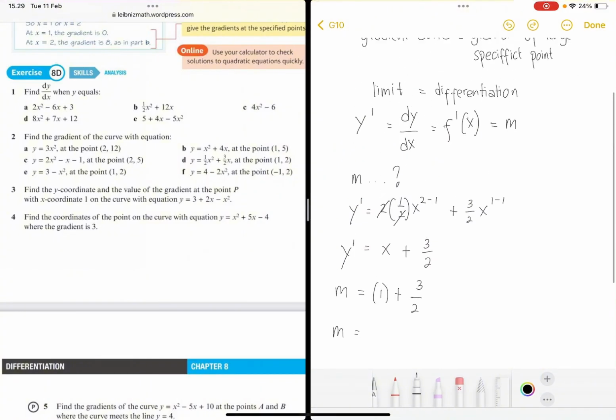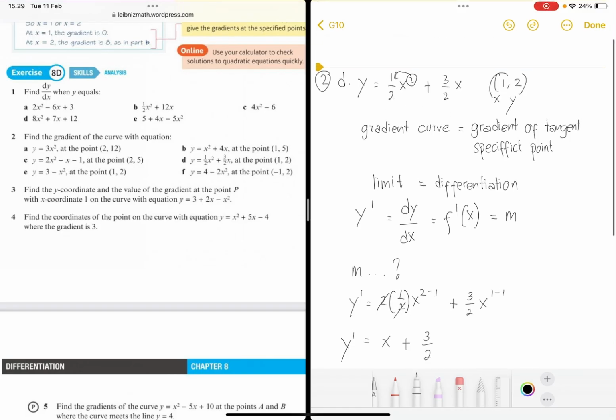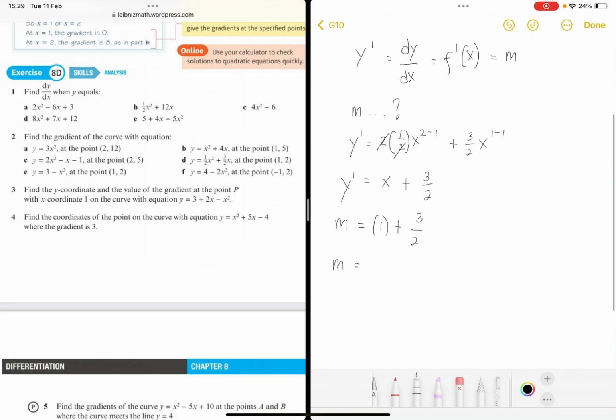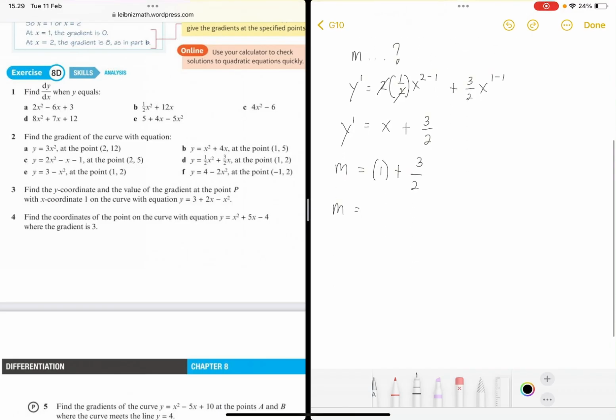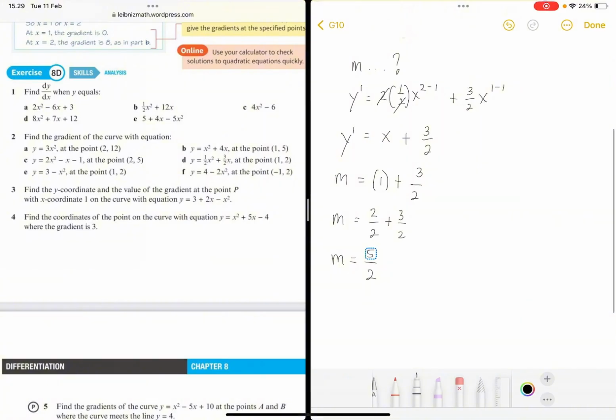Okay, so all we need is just to substitute the value of x, which is here 1, so that we will find out the gradient of this line is actually 2 over 2 plus 3 over 2. Why does it become 2 over 2? Because 2 over 2 is 1, yeah? I think that's clear already. 2 plus 3, this is 5 over 2. Then this is going to be the gradient of the line.